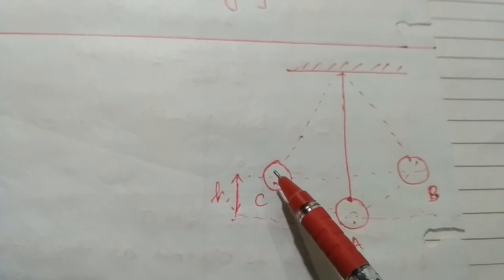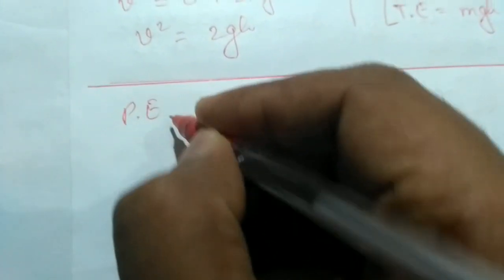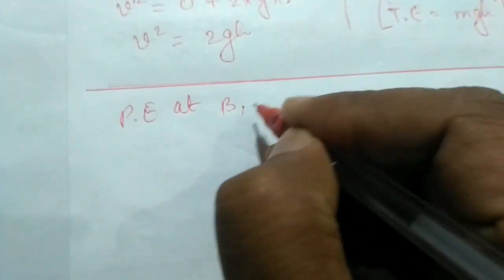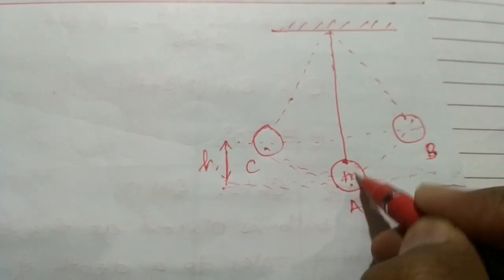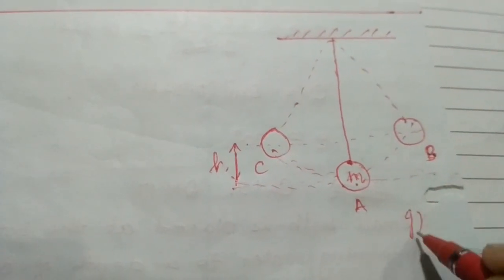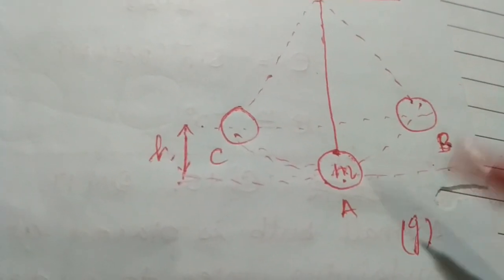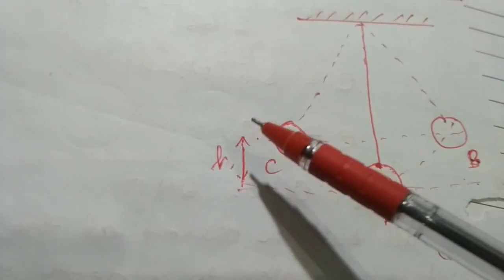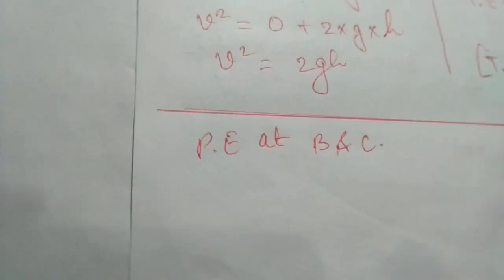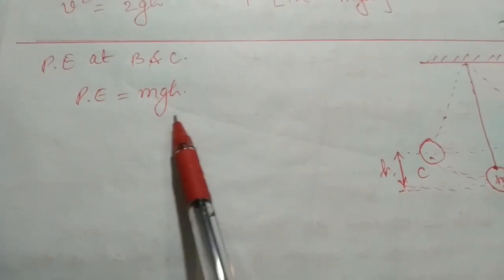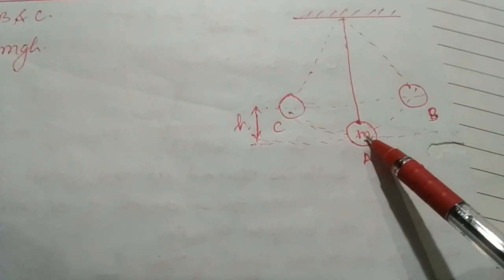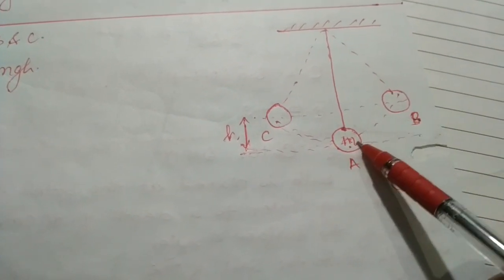So let's first calculate the energies here and here. First of all, I'm calculating the potential energy at B and C. Consider the bob has mass m, and the acceleration due to gravity which is acting is g. So when it gains some height h, the potential energy at B and C, both, is mgh.